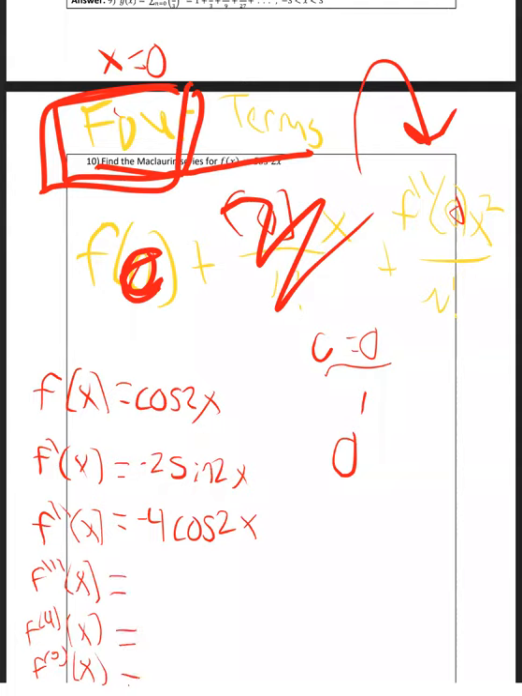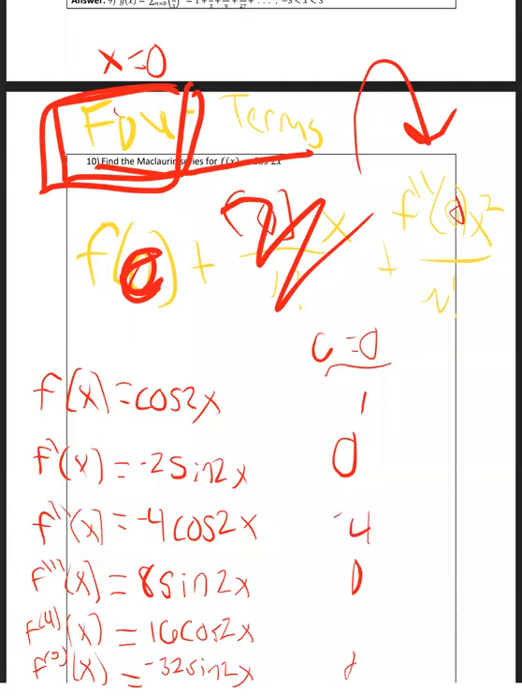This one is 8 sine of 2x. This one is 16 cosine of 2x. This is negative 32 sine of 2x. And anytime you see a sine, it's not going to really exist. But whenever you see a cosine, you can just assume the coefficient.